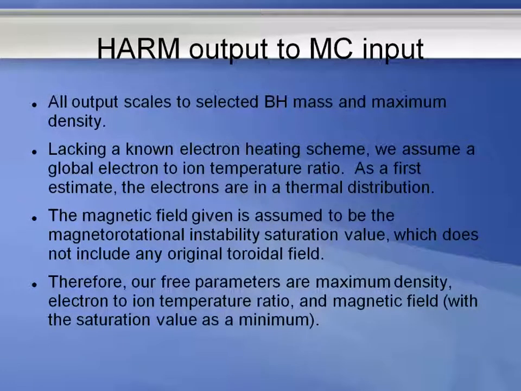A similar situation with the magnetic field. What we are actually reading out from the HARM output here is what we assume to be the MRI saturated value of magnetic field. And that doesn't assume that there was really much in the way of magnetic field put in to start with. And so if the accreting plasma has a considerable magnetic field, this would simply add to that value that we're getting out. So what we're left with is that we set a black hole mass, maximum density, an electron to ion temperature ratio, and then a magnetic field using that saturation value as a minimum. So those would be our three parameters for just a simple Monte Carlo model.